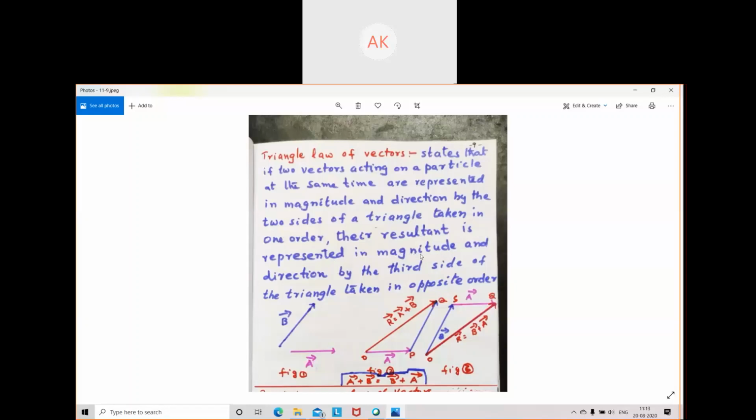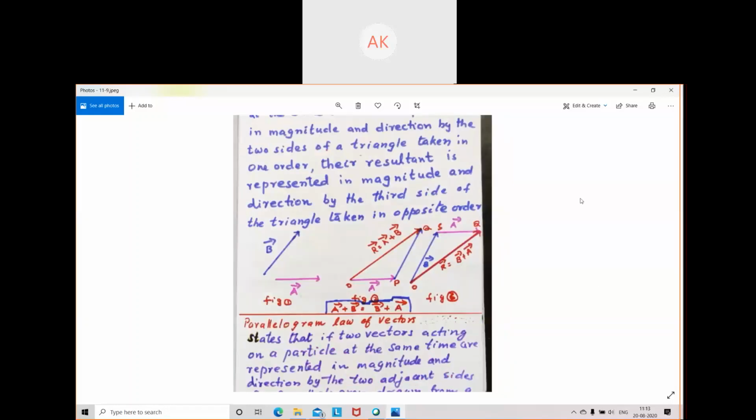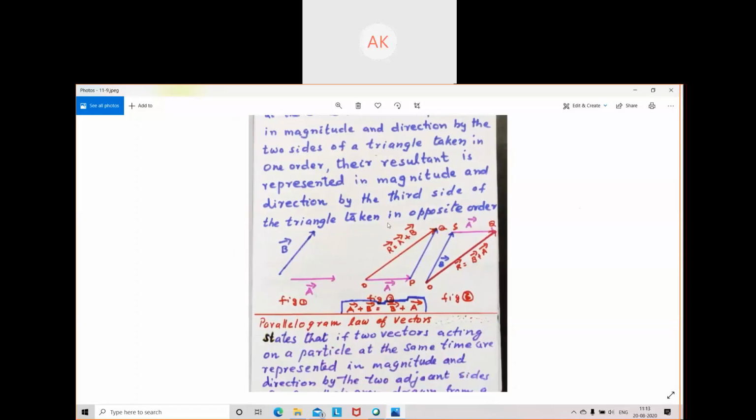see, here this is important. The resultant is represented in magnitude and direction by the third side of the triangle taken in the opposite order. So that is the statement. So all of you have to study the statement. All of you have to draw the figure like this. And B plus A also you can do. First you draw the vector B with the same magnitude, same direction. Then you draw vector A in the same order as the second side of the triangle.